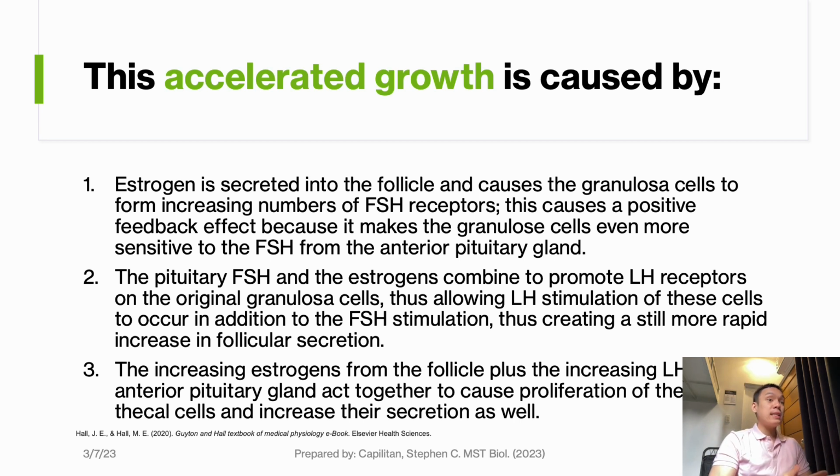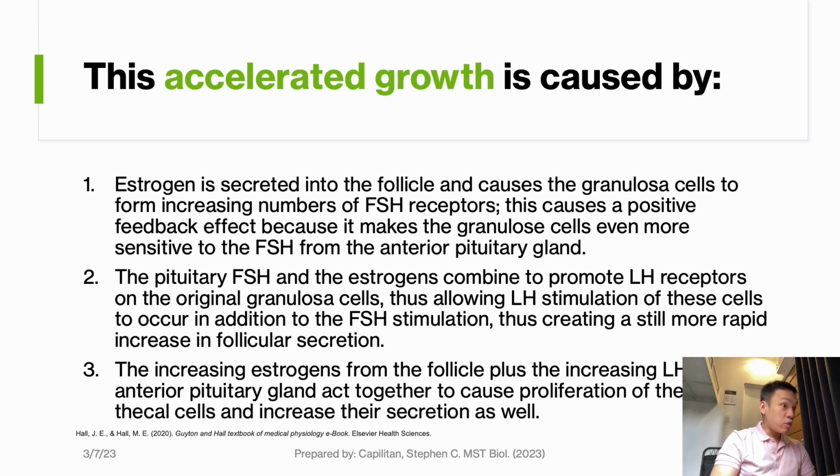This accelerated growth is caused by, first, the estrogen being secreted into the follicle, causing the granulosa cells to form increasing numbers of FSH receptors. This causes a positive feedback effect because it makes the granulosa cells even more sensitive to the FSH from the anterior pituitary gland. The pituitary FSH and estrogens combine to promote LH receptors on the original granulosa cells, thus allowing LH stimulation of these cells to occur in addition to the FSH stimulation. So that's why when you see the graph earlier, both of them are increasing at the same point in time, thus causing a still more rapid increase in follicular secretion.